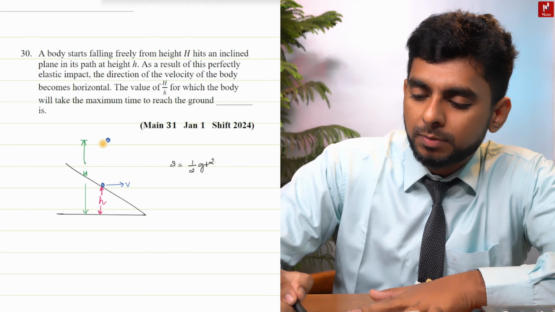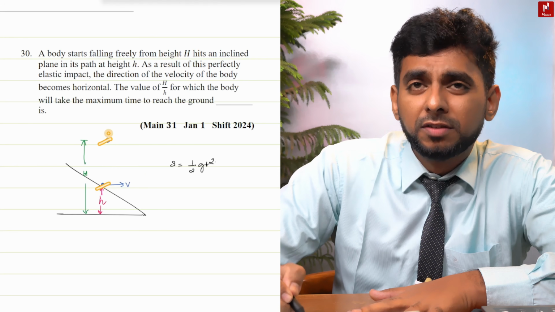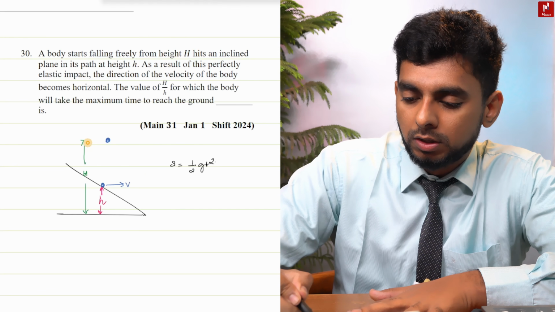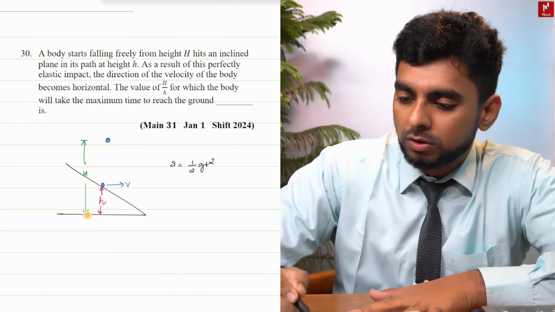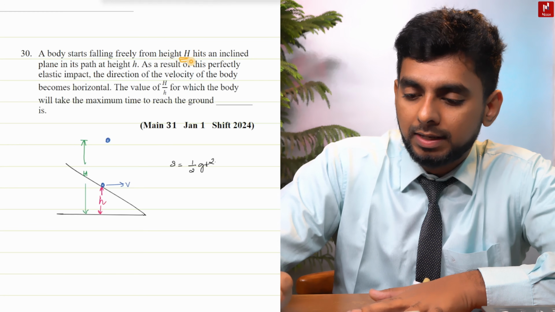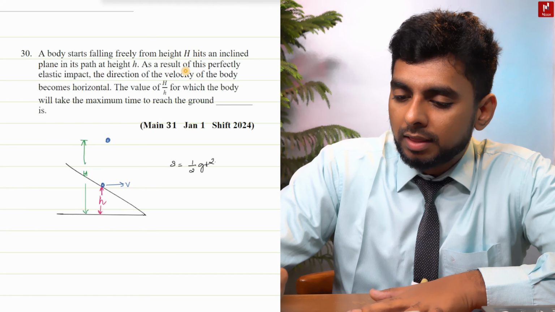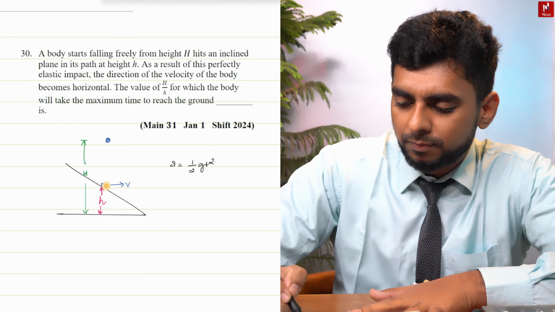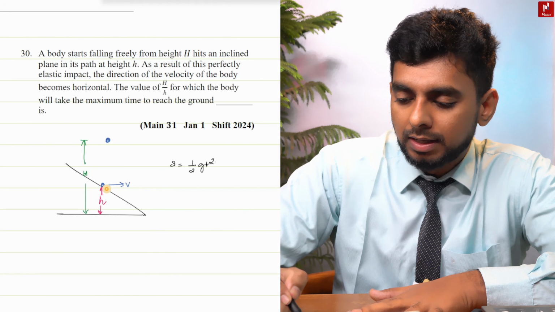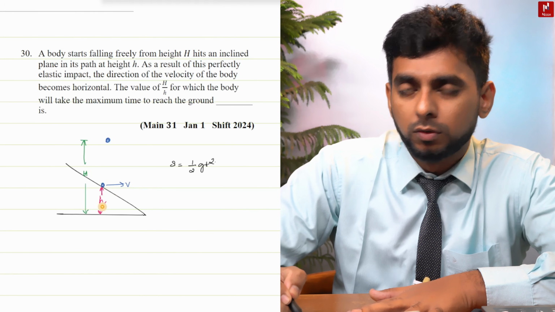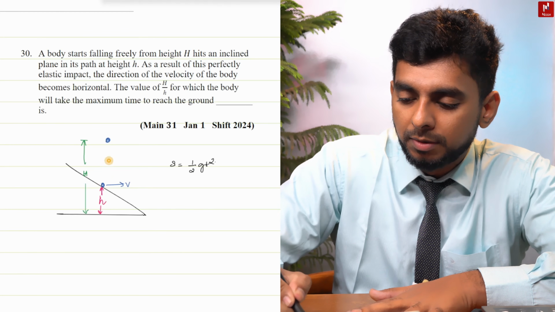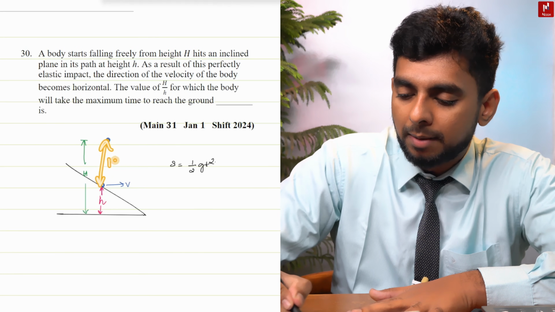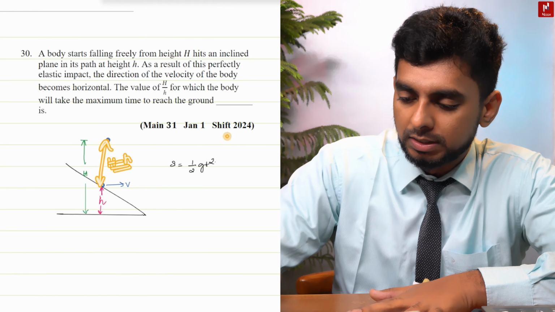So now for the first part of the motion, I just know the total height from the bottom is going to be capital H. That was the height H where it was dropped. And then it hits the plane at its path at height small h from the ground surface, isn't it? So what will be this in between height? The in between height will be capital H minus small h, obviously.